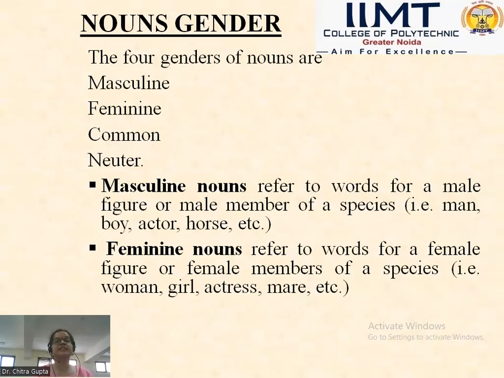Feminine nouns generally refer to words for a female figure, or we can relate it with the female members of a species. Of course, you all know the difference between the male figure, masculine gender, and the female figure, feminine gender. That is women, girl, actress, mayor, ass, etc.